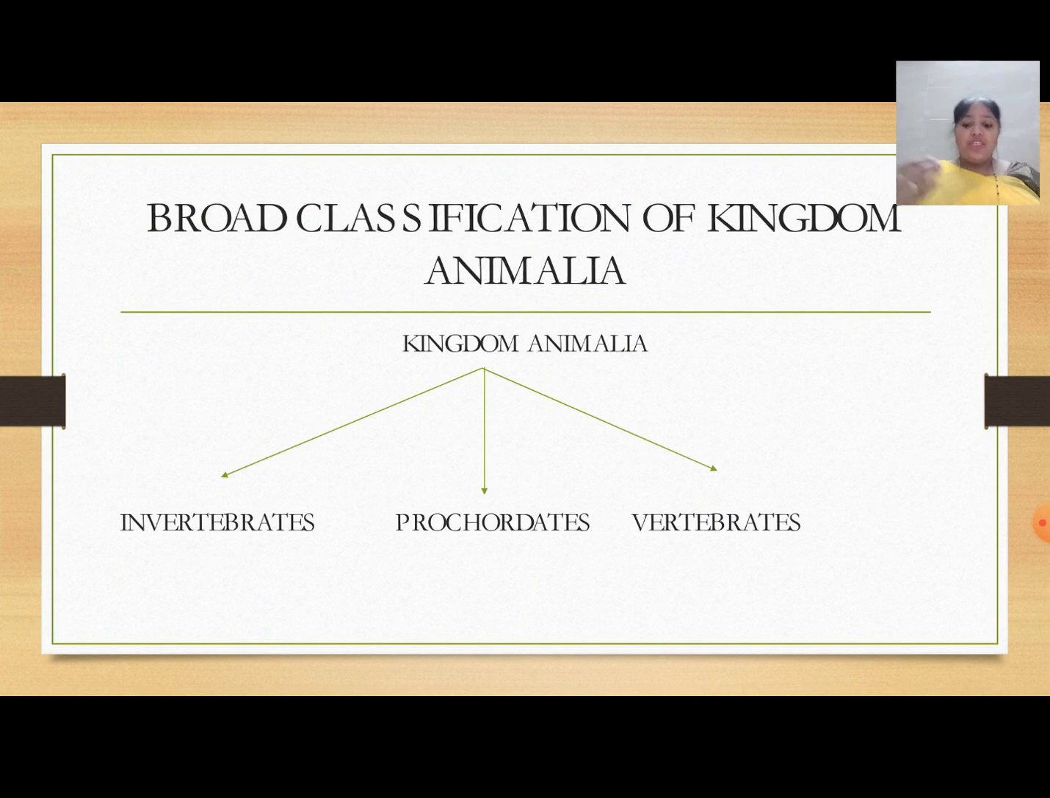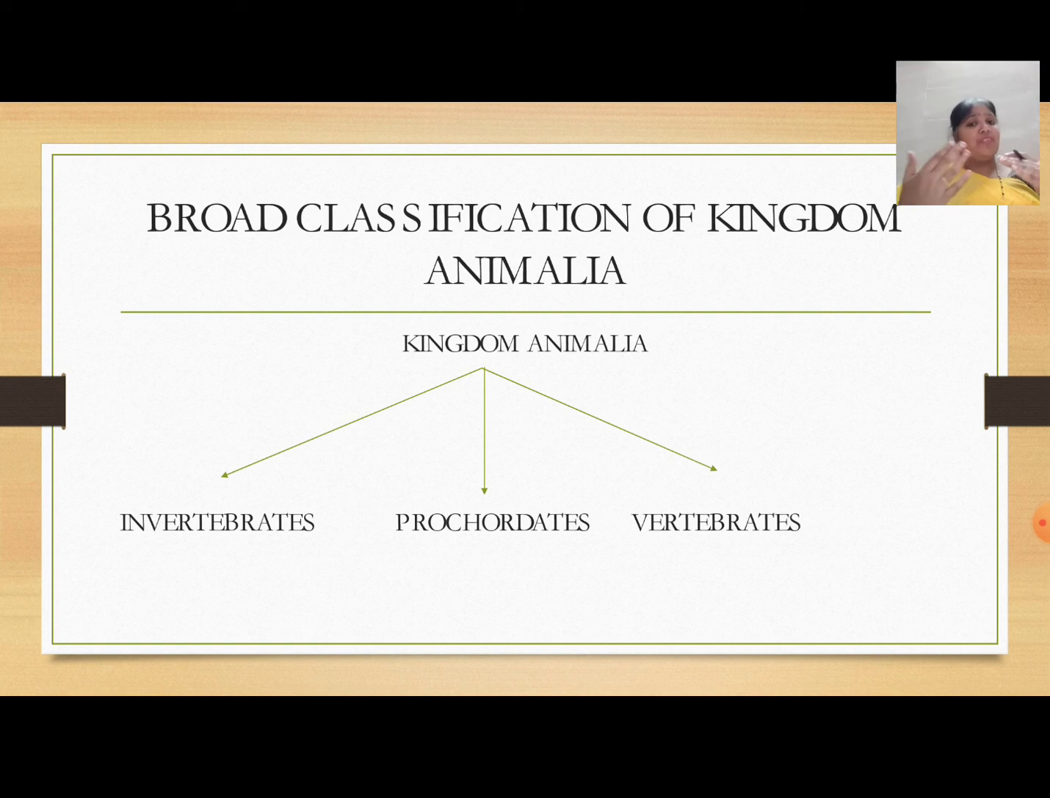Broader classification, when we talk about the animal kingdom, you also include the microorganisms, protists and all those things. But generally, as a zoologist, you study the main parts of this animal kingdom, which are the invertebrates and the vertebrates. And between the invertebrates and the vertebrates, there is a connecting link called the prochordates.